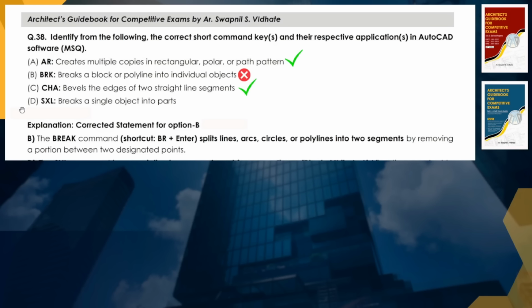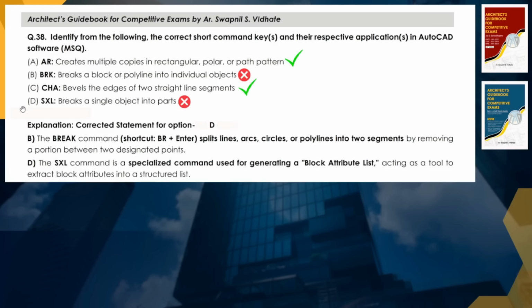Option C, CHA, chamfer. It bevels the edges of two straight line segments. It is the correct statement. Option D is SXL. It breaks a single object into parts. It is the incorrect one. The corrected statement for option D is that the SXL command is a specialized command used for generating a block attribute list, acting as a tool to extract block attributes into a structured list. So SXL, which has been mentioned as breaking a single object into parts, is the incorrect statement. So two statements are correct from the given four options, and those are option A and option C.